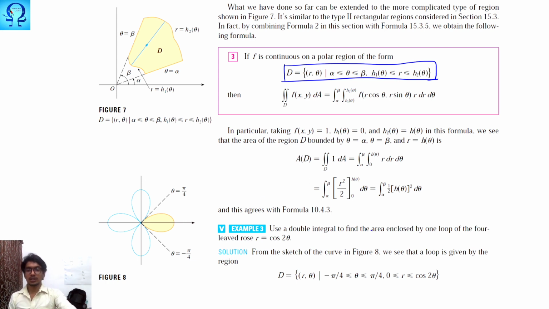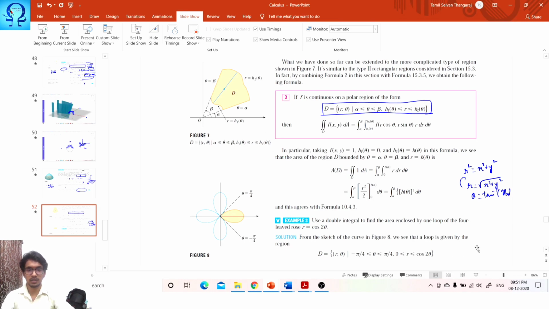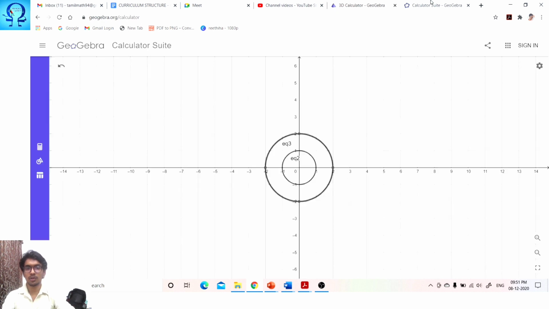Now we are asked to use the double integral to find the area enclosed by one loop of the four-leaved rose r equals cos 2 theta. To plot this, you may write r as the square root of x squared plus y squared, and theta as tan inverse of y upon x. So this may be written as r squared equals x squared plus y squared. This is the idea by which I have plotted these things that I am going to show you now.